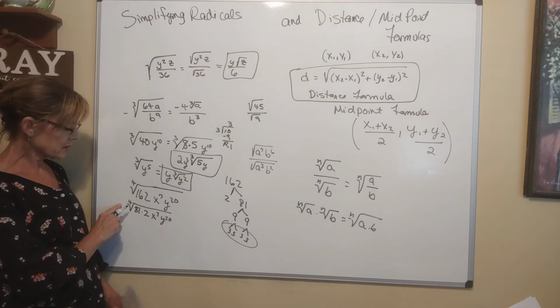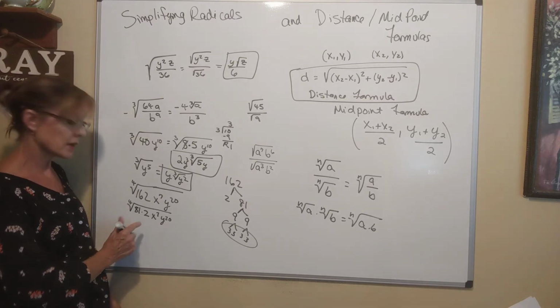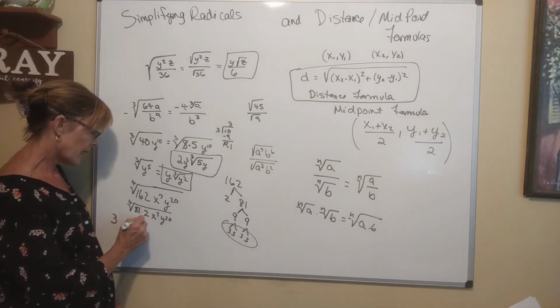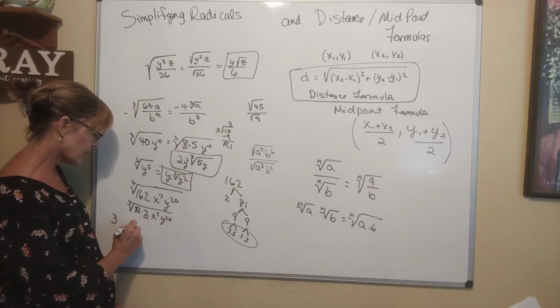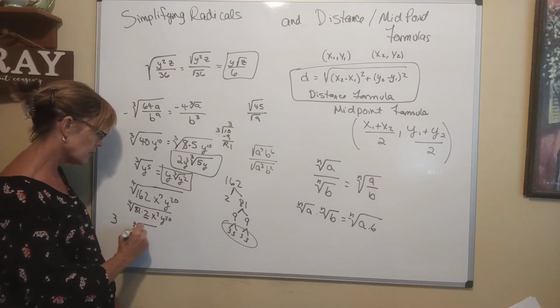All right. What's the fourth root of 81? It's 3. 3's coming out. What about this 2? You got to stay. So here's my leftover pile, the fourth root of 2.